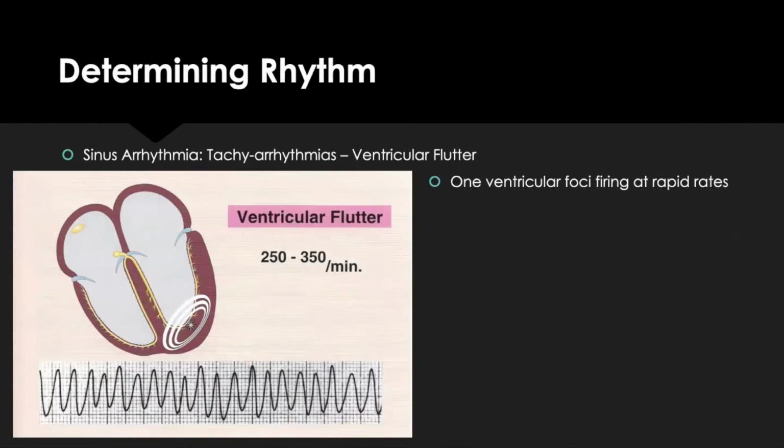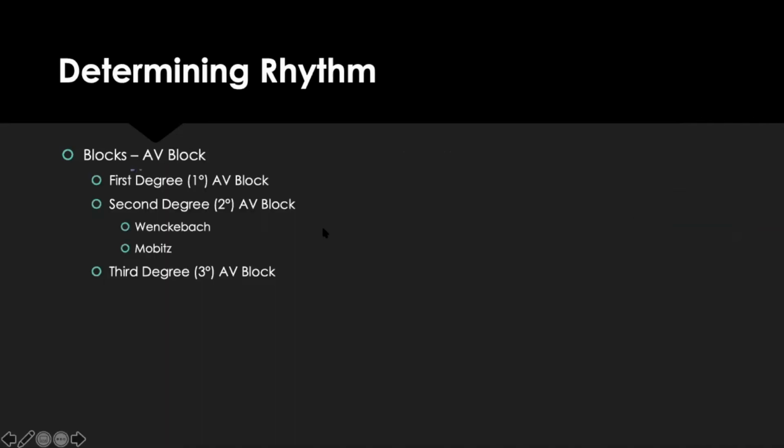The next tachyarrhythmia is ventricle flutter. Ventricle flutter is basically when one foci in the ventricle is firing at rapid rates, and you can see that through these waves right here. And the difference between ventricle flutter and ventricle fibrillation is these waves are very similar to each other, while in ventricle fibrillation, the waves were very erratic, and some were tall, some were short, some were long, the waves were not the same. But these waves are very similar to each other, indicating that it is only one foci that is causing depolarization.